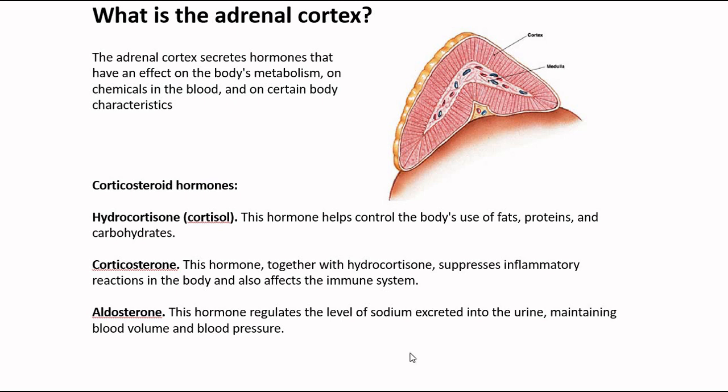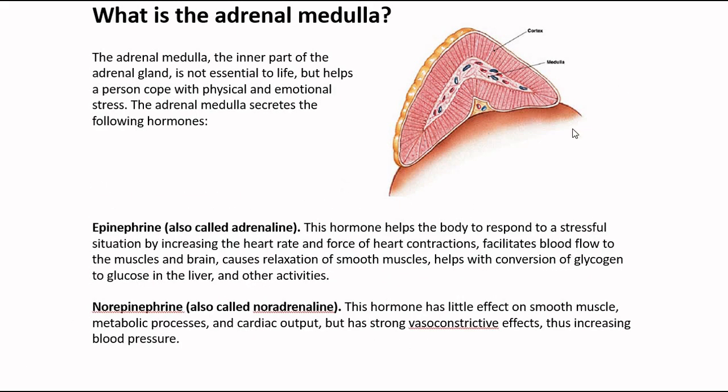You've got aldosterone as well, which is helping. You may have heard of it already when we looked at the kidneys last year, but that's going to help regulate the level of sodium, so therefore salt, which is excreted in the urine, which helps that water balance, blood volume and pressure.